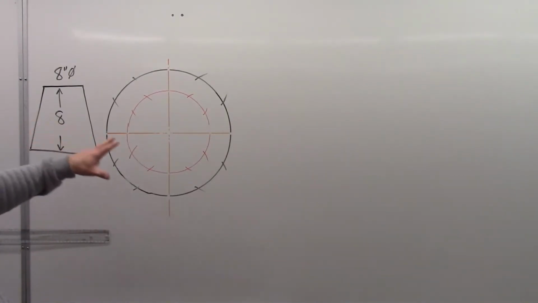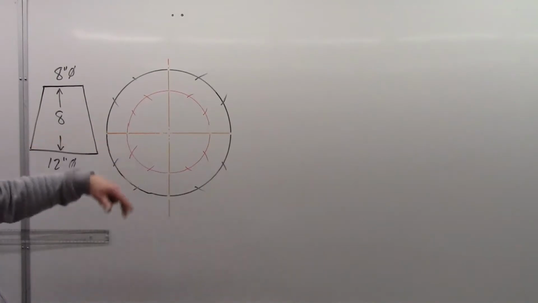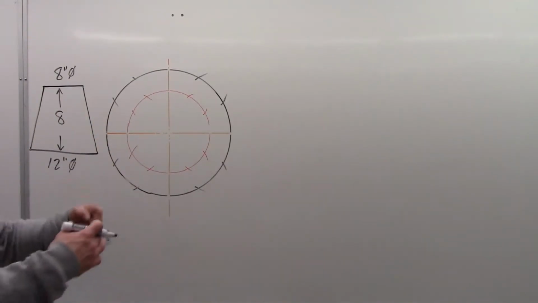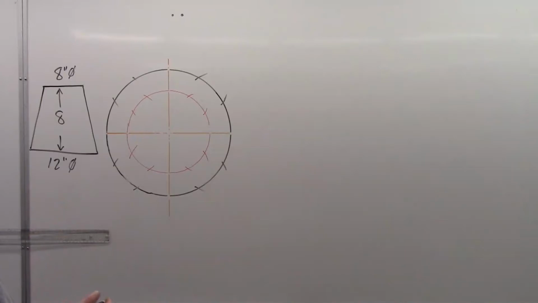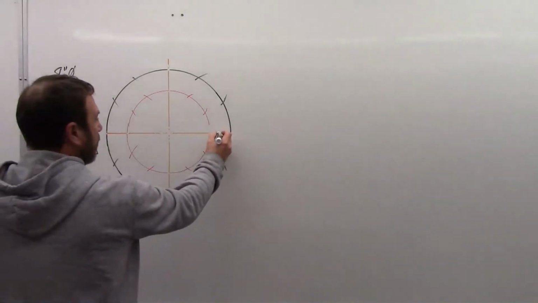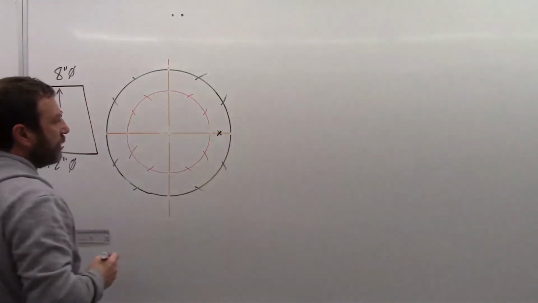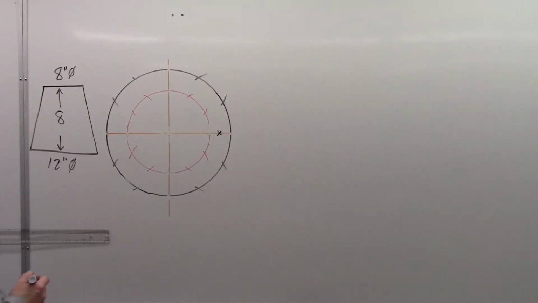So when we do an on-center cone, it doesn't matter where we put the seam. There's no differences anywhere. Everything's all going to be the same. So let's put our seam here. Okay. So putting our seam there, we want to label it accordingly.